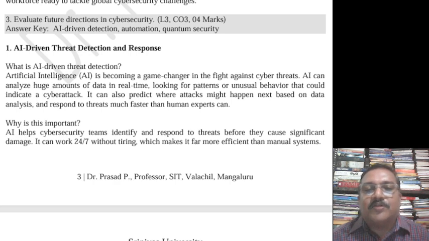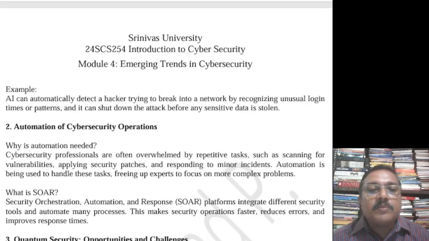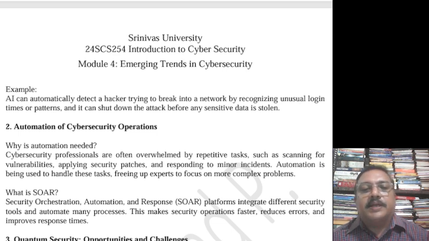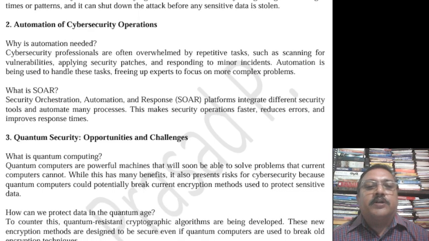Okay, so it can work 24 by 7 without tiring, which makes it far more efficient than manual systems. Artificial intelligence can automatically detect a hacker trying to break into a network by recognizing unusual login times or patterns, and it can shut down the attack before any sensitive data is stolen. Just an example.